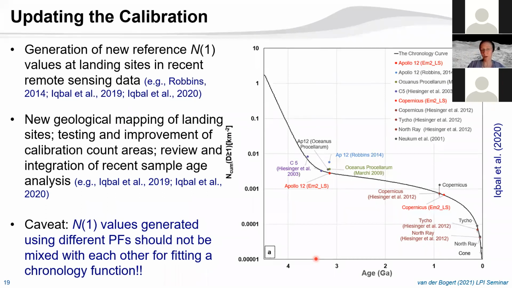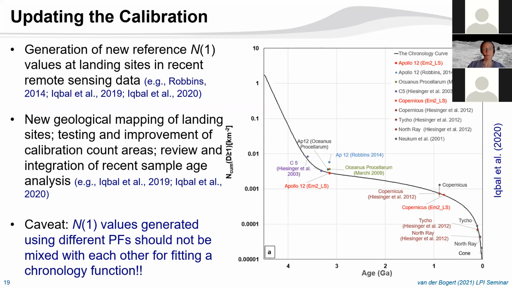Okay, and here is another very important thing. These N(1) values that are plotted here: if you want to fit a new chronology function, you must always use the same production function to calculate these N(1)s. So I'm saying it over and over again: you always have to make sure that you use the same production function when you want to compare your N(1)s, and a production function is only to be used with its corresponding chronology function. Otherwise, you're going to have problems with the output of your data, and you won't be able to interpret it in a robust way.